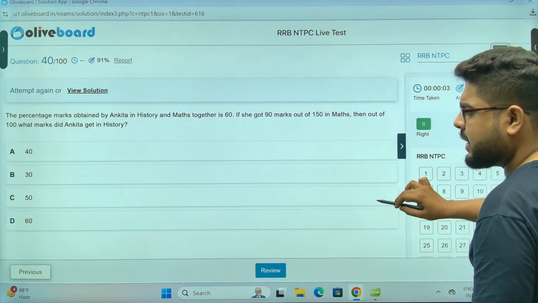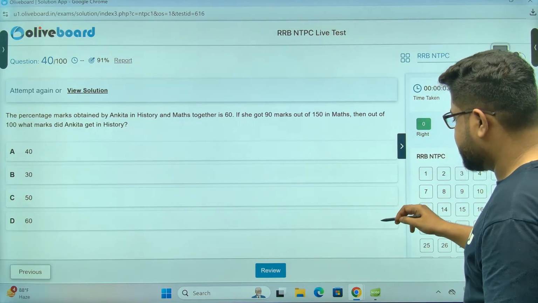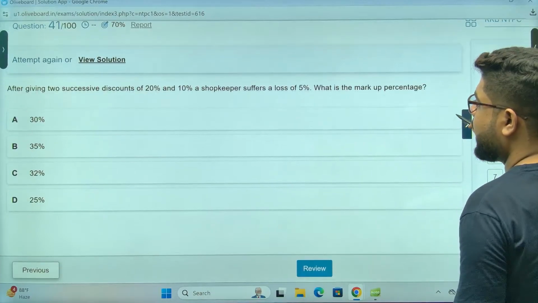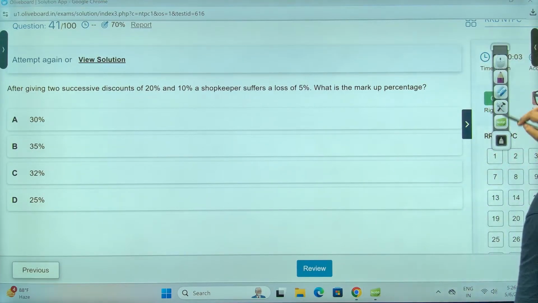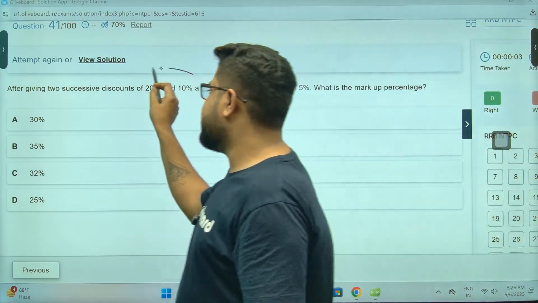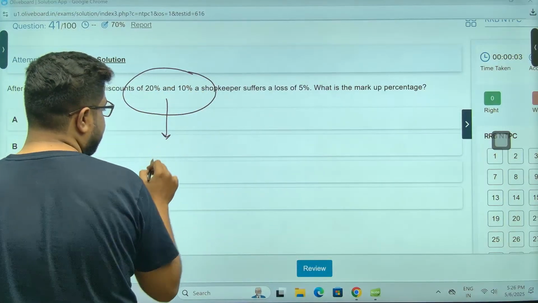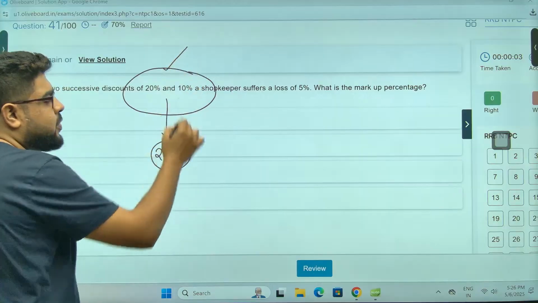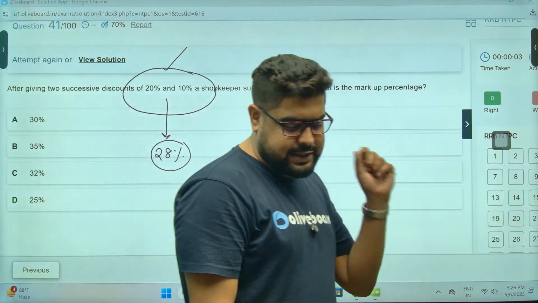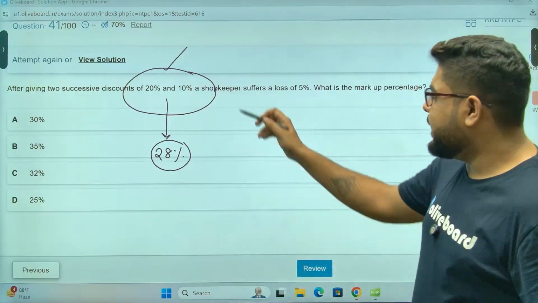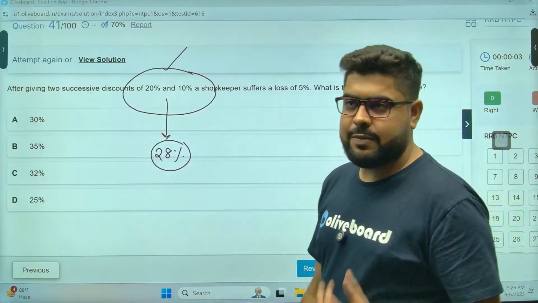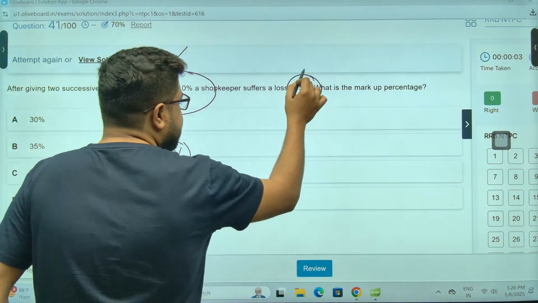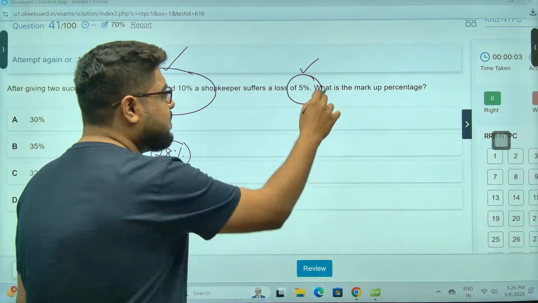How much did we get? 60. After two successive discounts of 20% and 10%: whoever has done enough questions will say it is 28%. If you use the AB theorem, you will get the net discount. 20 and 10 as negative discounts means 28, and positive means 32. Now the shopkeeper suffers a loss of 5%. What is the markup?